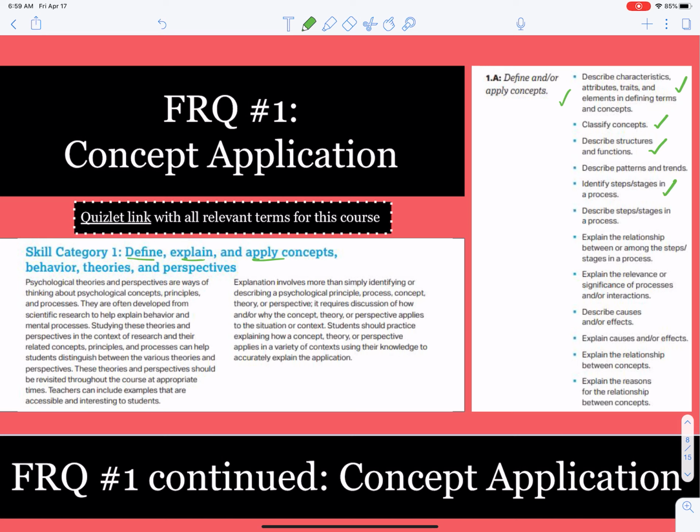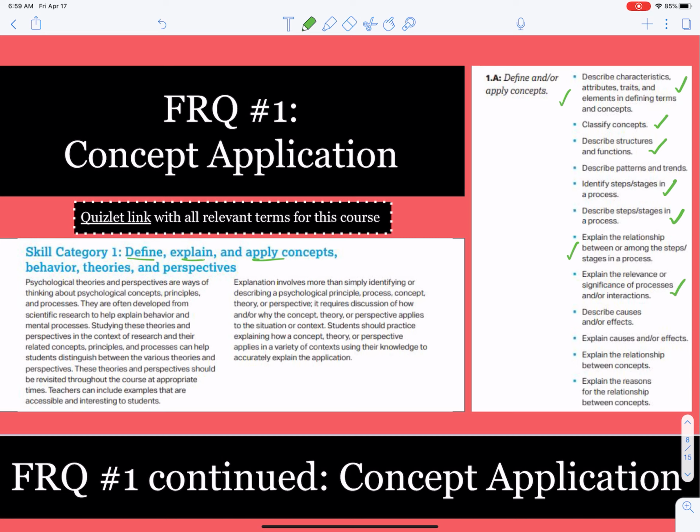We know there's many psychological processes that have multiple steps and stages, and being able to identify those steps and stages, especially when you're describing what's going on in a situation, will be very important. Also explaining the relationship between steps or stages in a process. Why does one thing happen before the other? How does it lead to the next thing that happens? And why is it important? What is the relevance or the significance of these interactions?